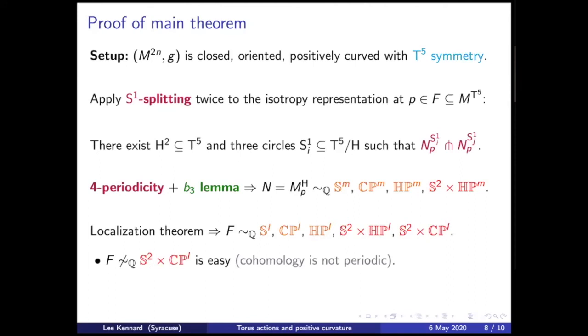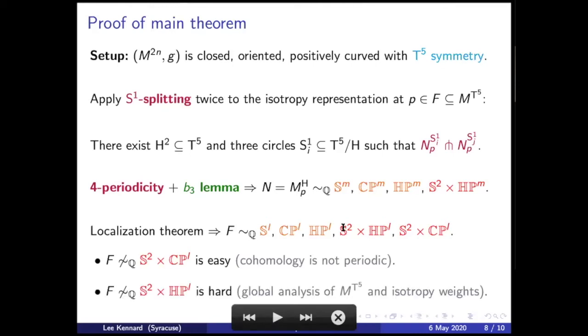As it turns out, though, S2 times CP does not have periodic cohomology. I'm not defining it, but it just doesn't. And so it turns out you can rule this out easily by writing these arguments in a different order. But S2 times HP is still there. And actually, we can rule this out too. This is not easy. This involves much more analysis of the fixed point components, and not just one at a time now, but looking at all of them together. It's important that we relate the isotropy weights at F to the other fixed point components. There's ways to do this.